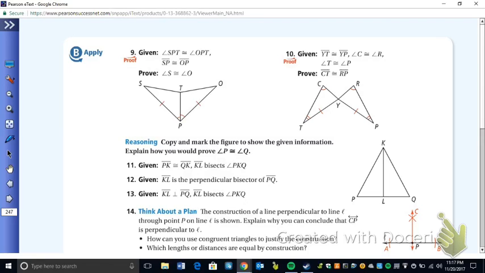So these next three, 11, 12, and 13, we're going to be doing basically the same thing, but all of them have to do with that triangle over on the right. Triangle KPQ.